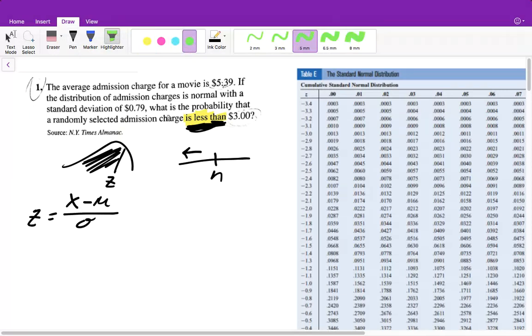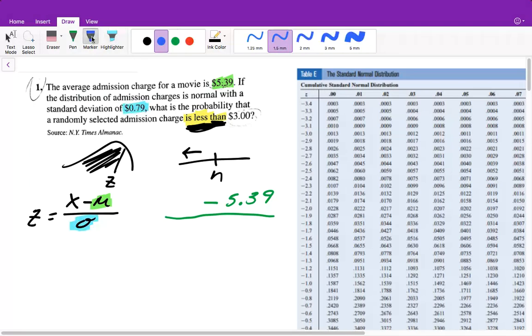Our mean is the average. So the average admission for a movie is $5.39. So that will get substituted in for our mean. So we know we can put minus $5.39. Our standard deviation, so it says as normal with a standard deviation of 79 cents. So we can substitute that in for a standard deviation. So we can then put divided by 79 cents.